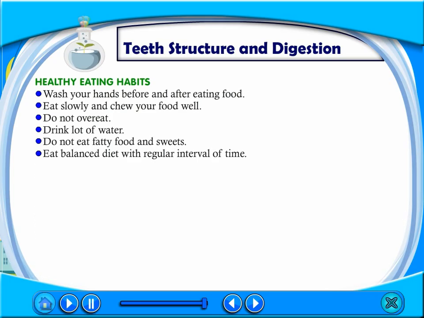Healthy eating habits. Wash your hands before and after eating food. Eat slowly and chew your food well. Do not overeat. Drink a lot of water. Do not eat fatty food and sweets. Eat a balanced diet at regular intervals of time.